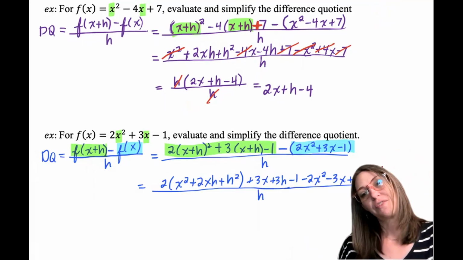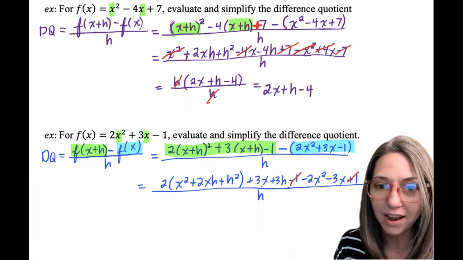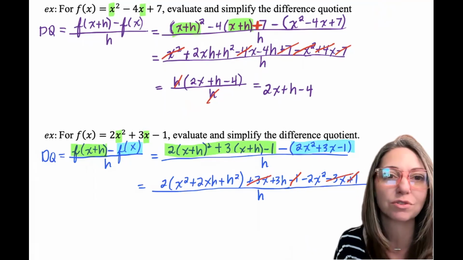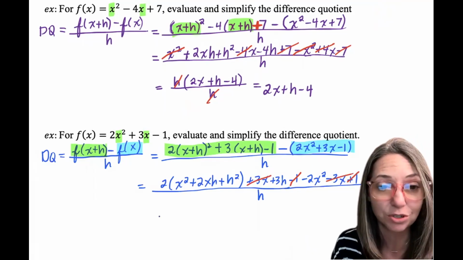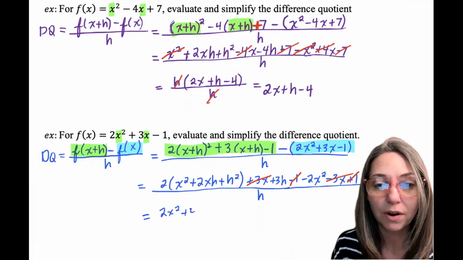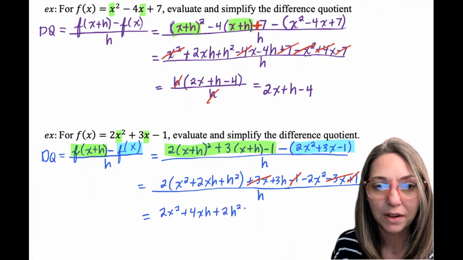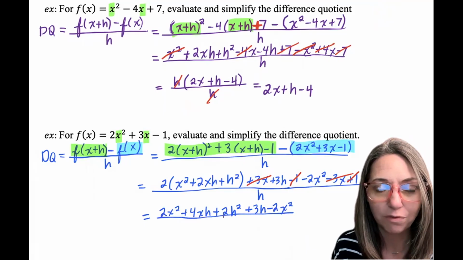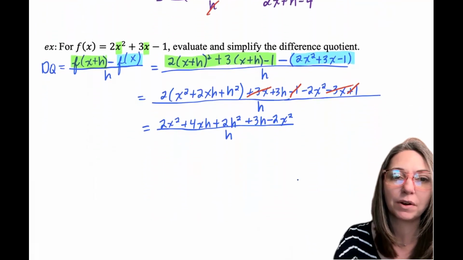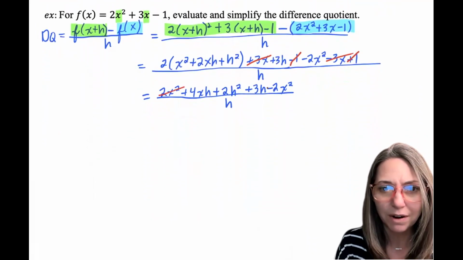All right, now let's look for things that cancel. So we have minus 1 plus 1 cancels so far, and a plus 3x minus 3x cancels so far. More will cancel after I distribute this 2. So let's do that. So that gives us 2x squared plus 4xh plus 2h squared plus 3h minus 2x squared all over h. There we go. And we're going to look for some things to simplify. Let's see, what else can we do? We've got 2x squared minus 2x squared.